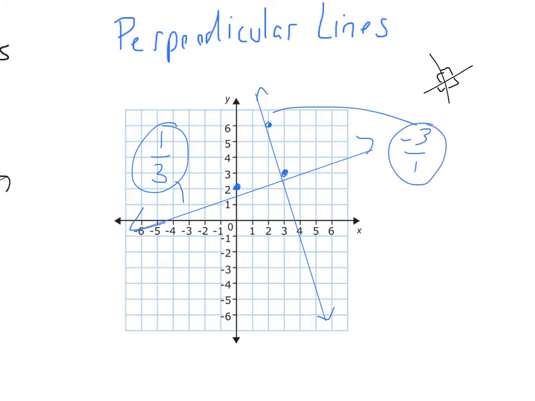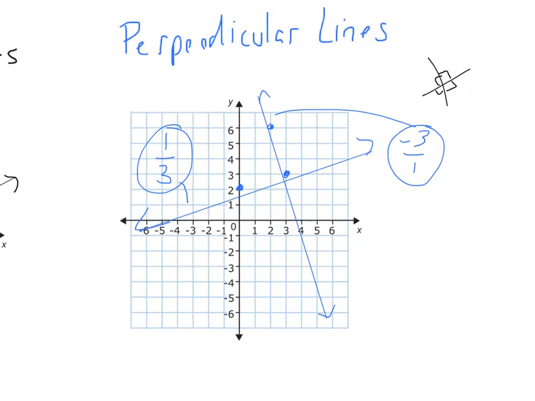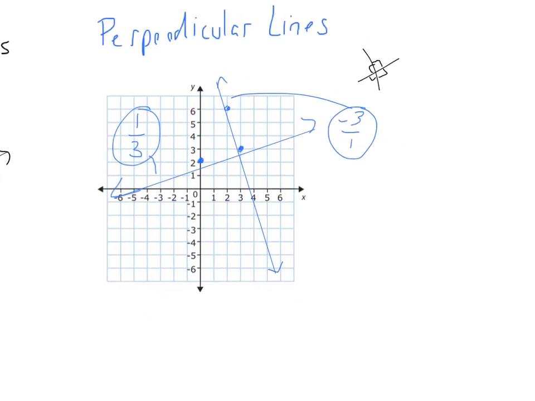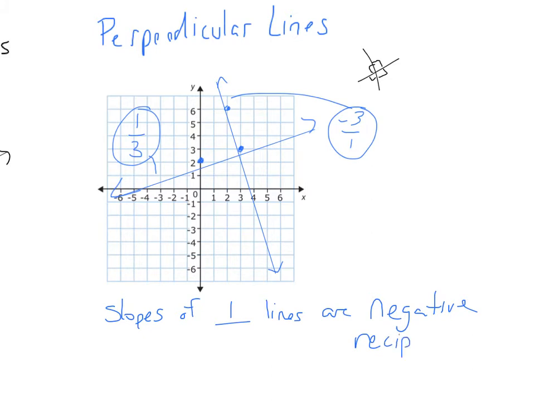And a negative 3 over a positive 1. What do we notice about these two things? Well, if you don't see it, they are called negative reciprocals. So the slopes of, I use that for perpendicular lines, okay, are negative reciprocals. Okay, what is negative reciprocal?